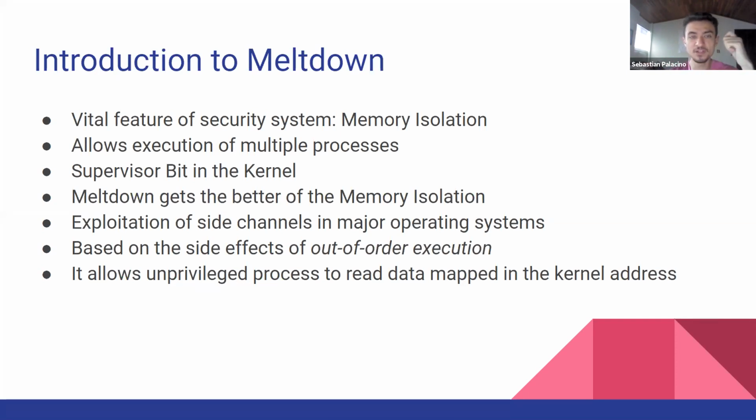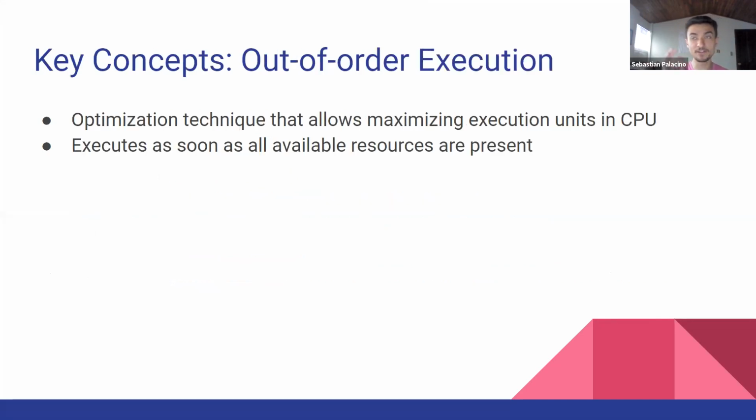Meltdown allows an unprivileged process to read data mapped in the kernel address space. So as you can see, it's a big issue that needs to be talked about and it needs to be countermeasured. So the first key concept for understanding Meltdown is the out-of-order execution.